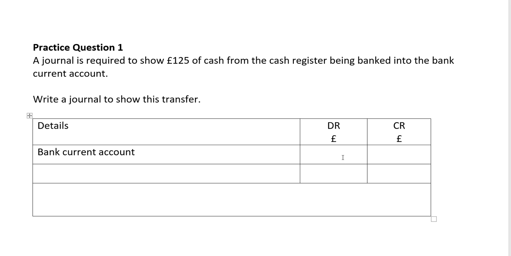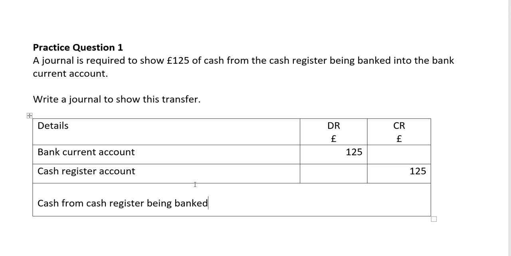And the amount is £125. And then the cash register account, I don't need to put the word account, but I will anyway, just to make it clearer, that's going to be credited with £125. Then afterwards I'm just going to put a description. I'm missing off the dates, etc., but just doing this for simplicity. And that's my finished journal.